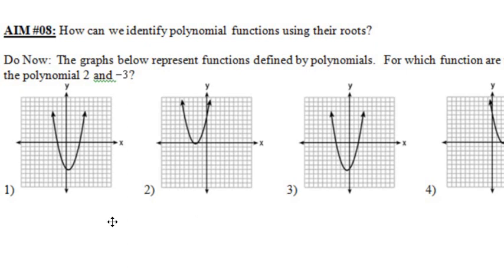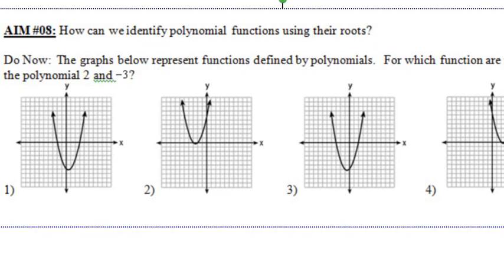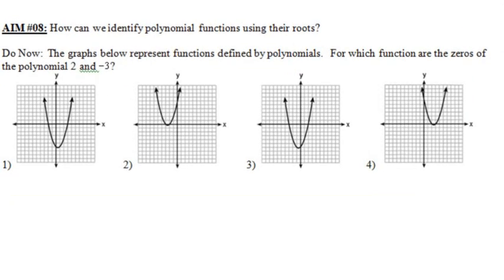All right, here we have 4 graphs. Let's get them in the frame. 4 graphs of, we can see they're quadratic functions because of that shape that we all know and love, the quadratic parabola right there. Now, the question is asking, the graphs below represent functions defined by polynomials. So a quadratic equation is a polynomial equation, a polynomial function. For which function are the zeros of the polynomial 2 and negative 3?